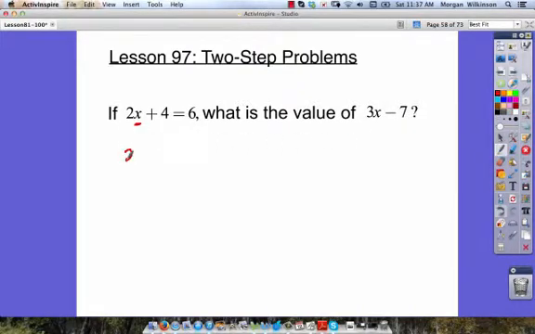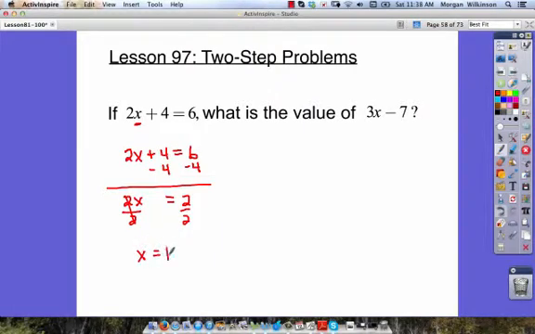Let's start in the beginning. 2x plus 4 is equal to 6. We need to know what x is by solving. So we're going to subtract 4 on both sides. We'll get 2x, 4 minus 4, that's 0, that's exactly what we want, is going to be equal to 6 minus 4, that's 2. So now 2 times what number is equal to 2? Well, we could divide both sides by 2. 2 divided by 2 is 1. So x must be equal to 1.